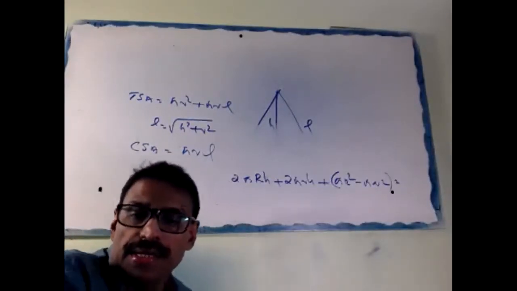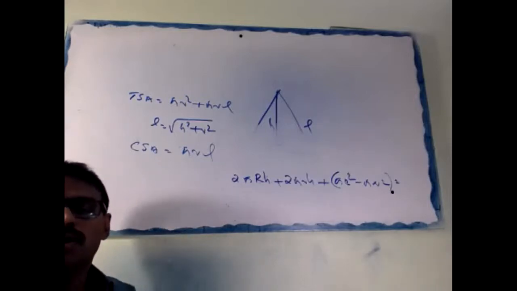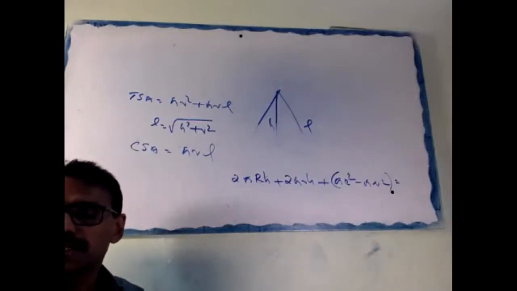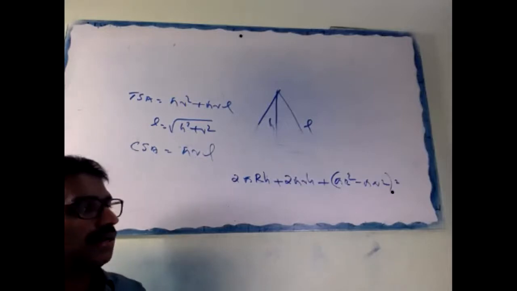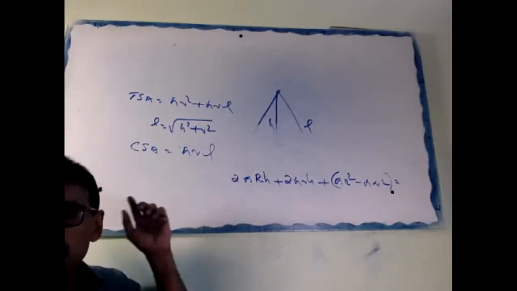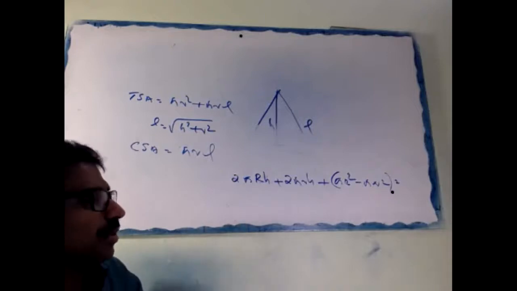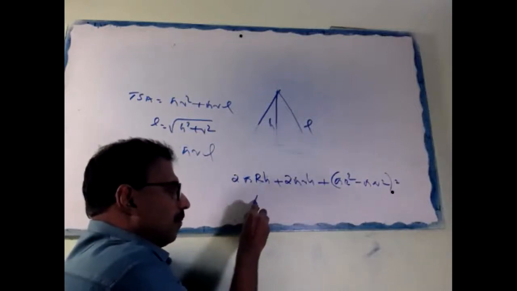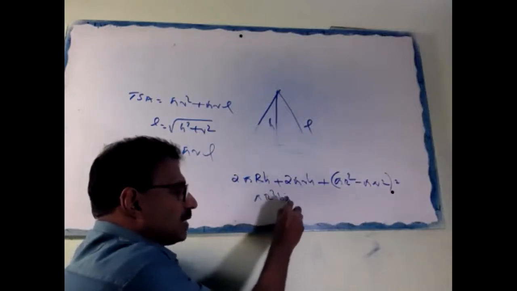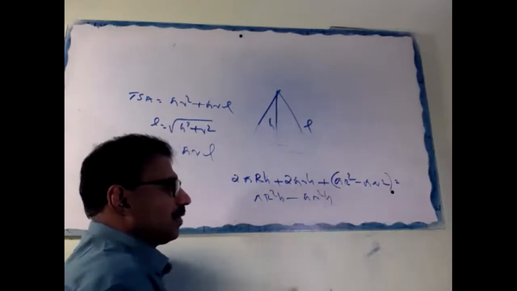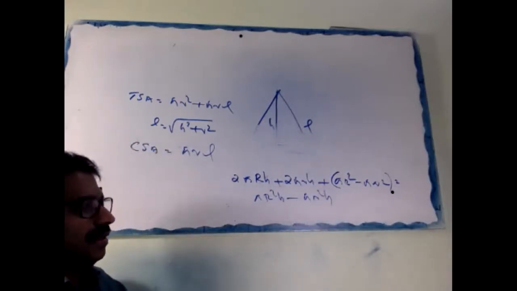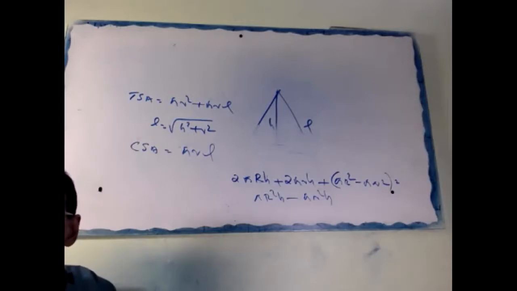Volume of a cylinder is pi r square h. Okay. Then the volume of the pipe is pi capital R square h minus pi small r square h. Okay. Now next one.